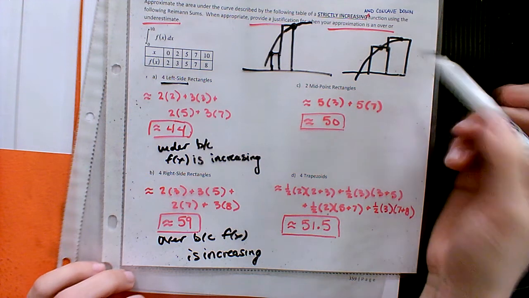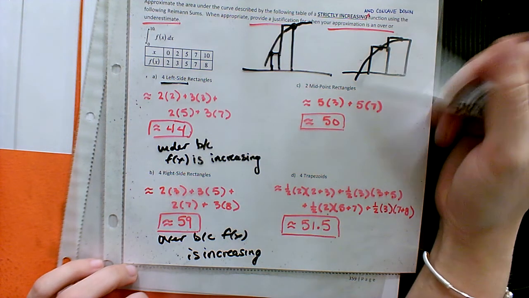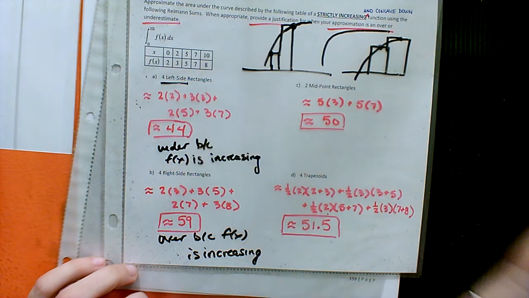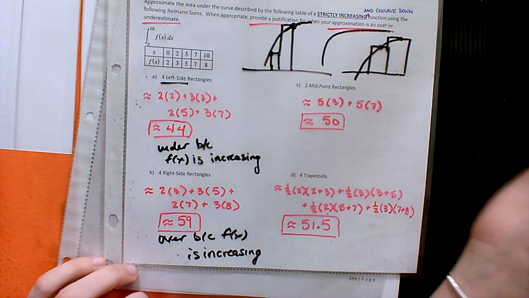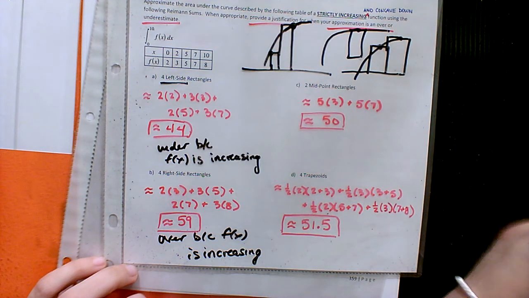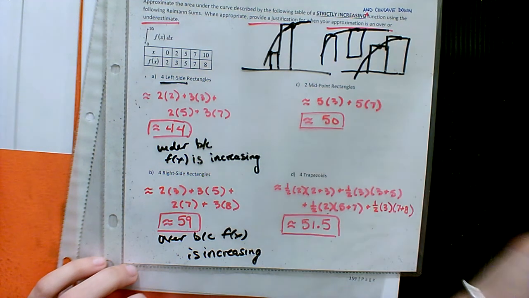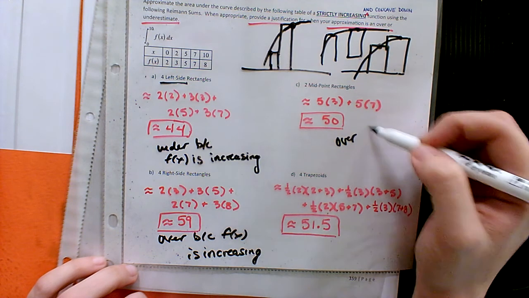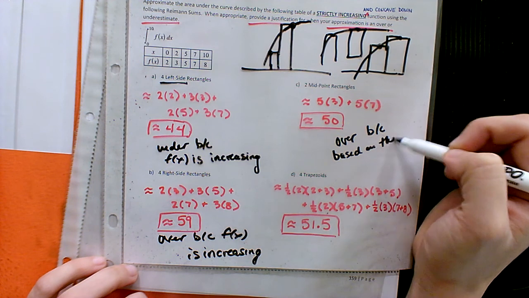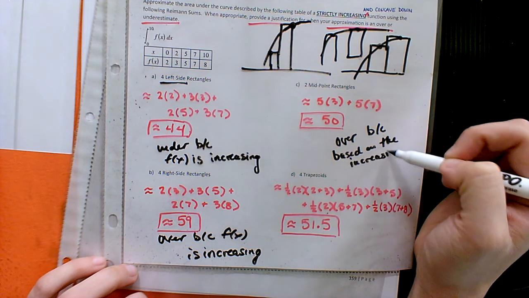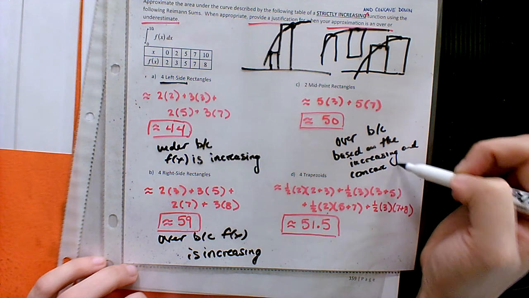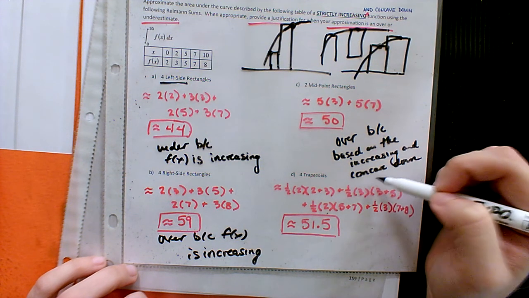So based off the picture, but who's to say that this is the only type it could have? Like you could have maybe a drastic exponential curve like that, right? And if I did a midpoint, that would be pretty darn close to being the same. Over here, though, still might be a little bit over. Okay, so maybe we'll say over because based on the increasing and concave down property.